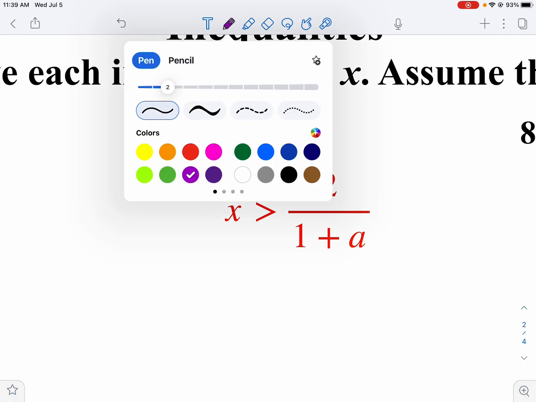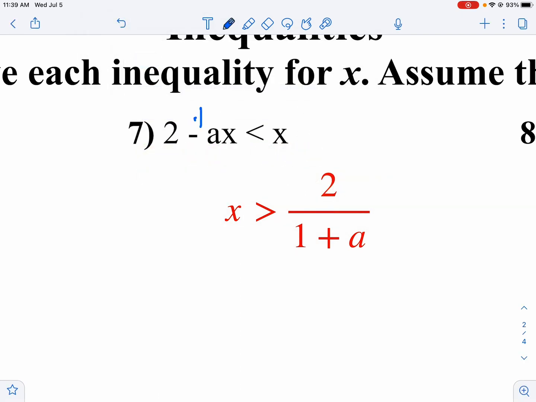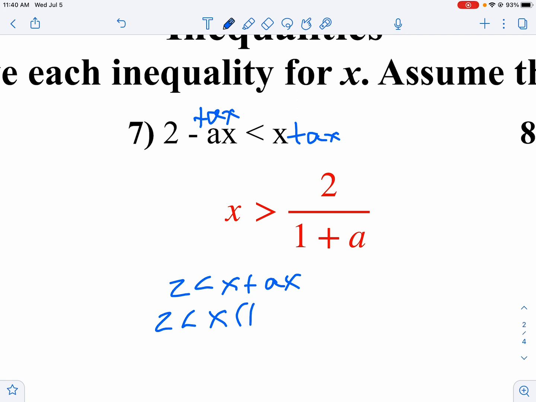I'll approach number 7 in kind of the same form, except I think what I'll do is I'll add ax to both sides first. And the difference this time is I can't combine my terms, can I? So I get 2 is less than x plus ax. Well, to get my x out, I think I'll factor that x out of both terms. So x, in other words, I'll undistribute it. Well, x times 1 gives me x, and x times a gives me ax.